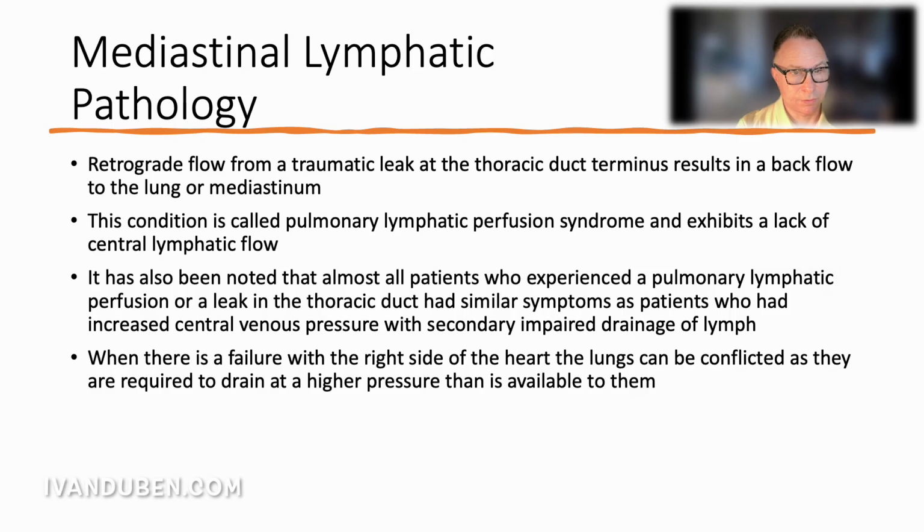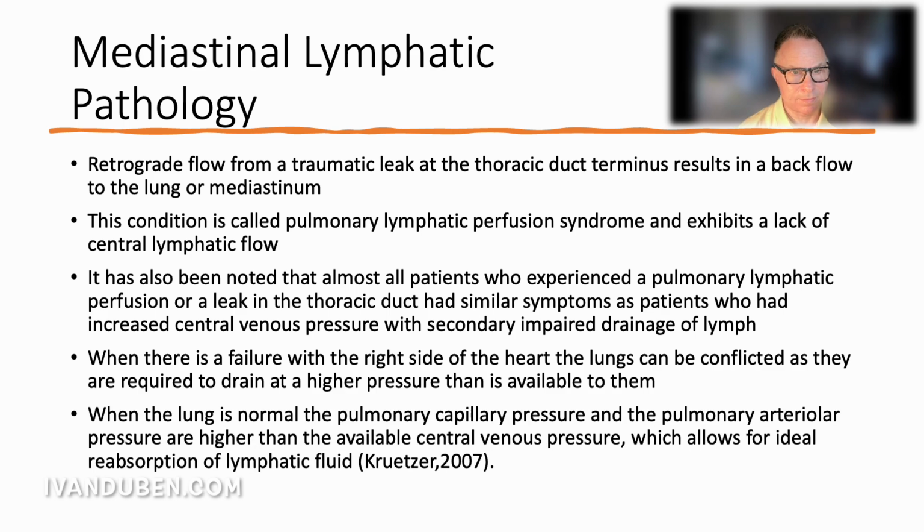When there's a failure with the right side of the heart, the lungs can be afflicted as they are required to drain at a higher pressure than is available to them. When the lung is normal, the pulmonary capillary pressure and the pulmonary arteriolar pressure are higher than the available central venous pressure, which allows for ideal reabsorption of lymphatic fluid.